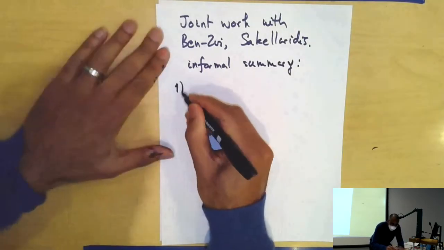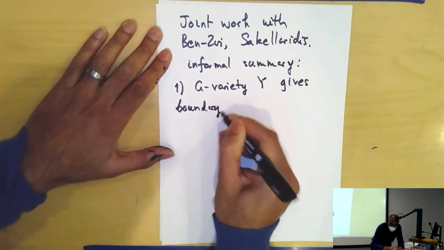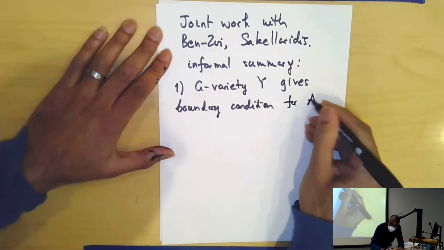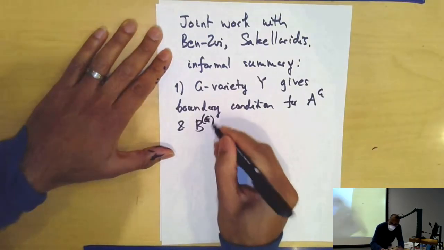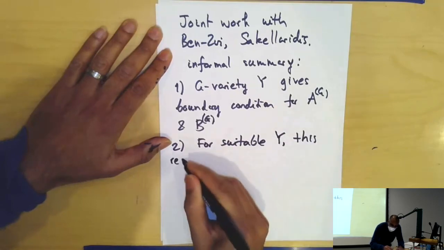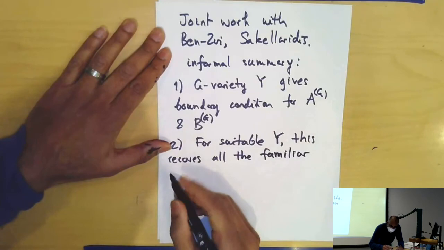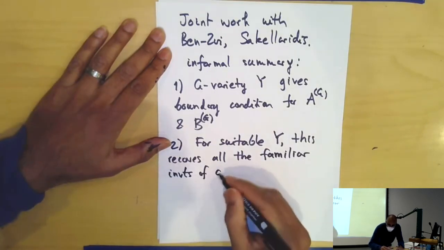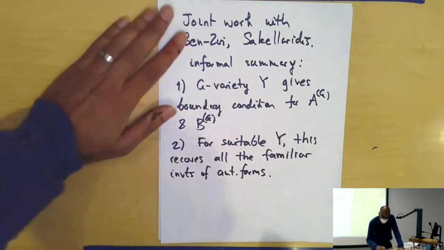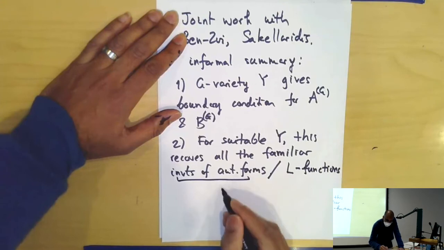Okay, so firstly, a G-variety, a variety on which G acts, gives a boundary condition. Our paper is an attempt to make these things precise and rigorous in some setting, for A_G and B_G. So for a suitable choice of Y, this recovers all the familiar invariants of automorphic forms, by which I mean all the Rankin-Selberg type integrals, Fourier coefficients, theta correspondence, and so forth. And on the Galois side, it recovers L-functions.